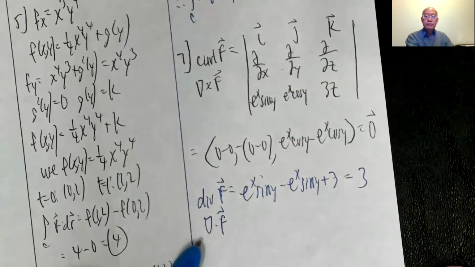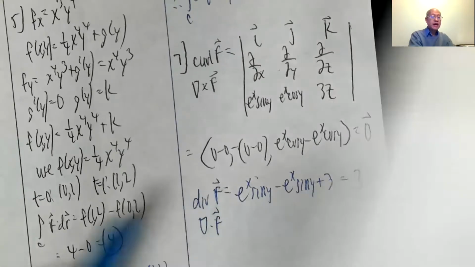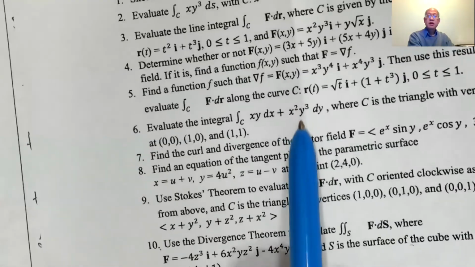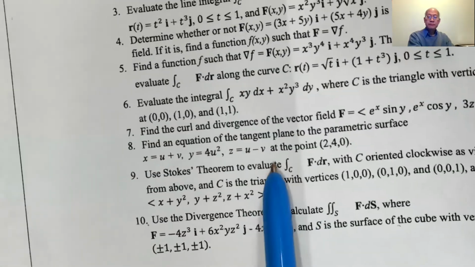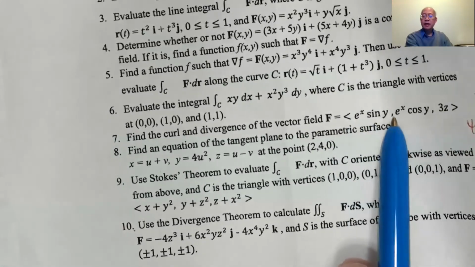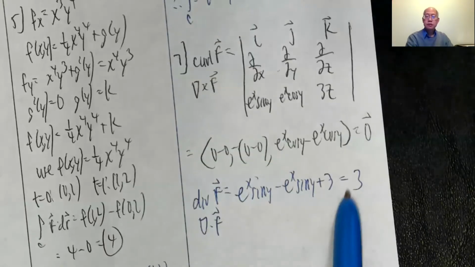Div, del dot F, is partial of P with respect to x, which is e to the x sine y, plus the partial of this with respect to y, it's minus e to the x cosine y, they cancel out, plus 3. So the answer is 3.